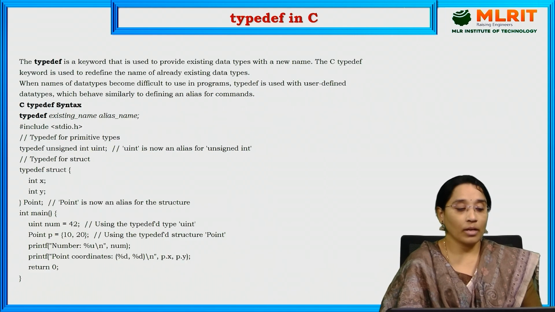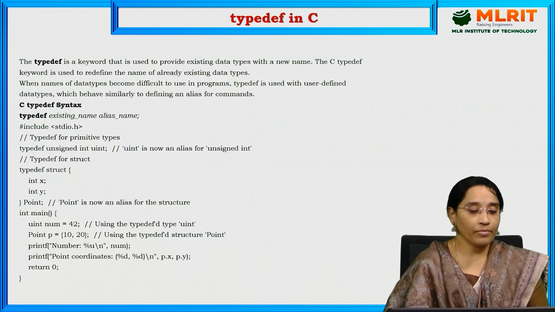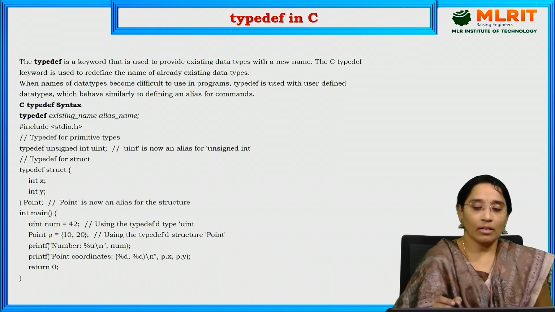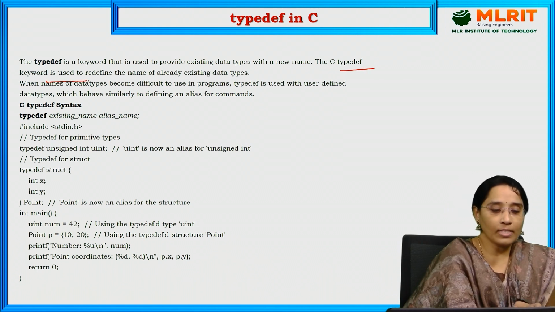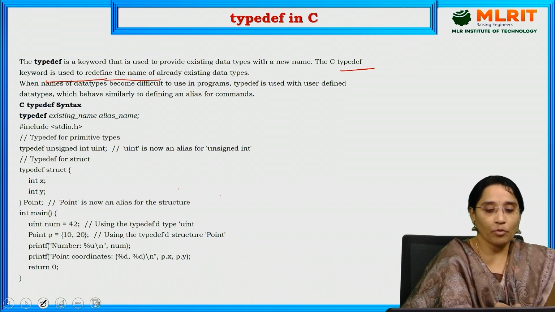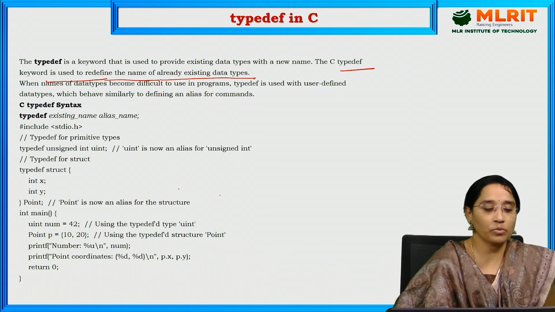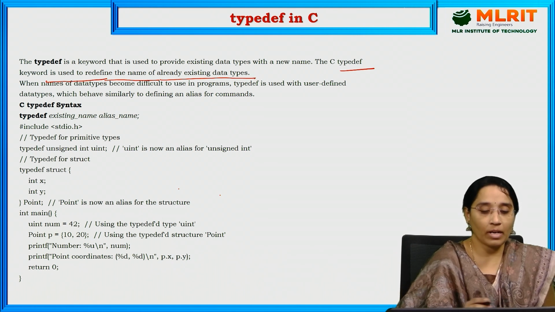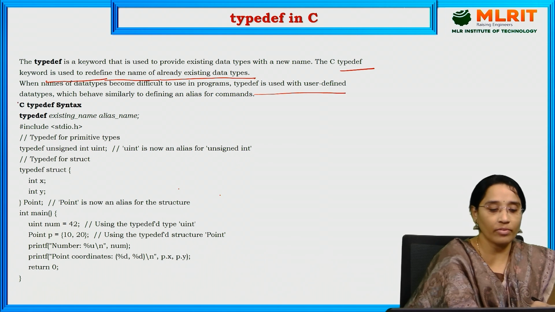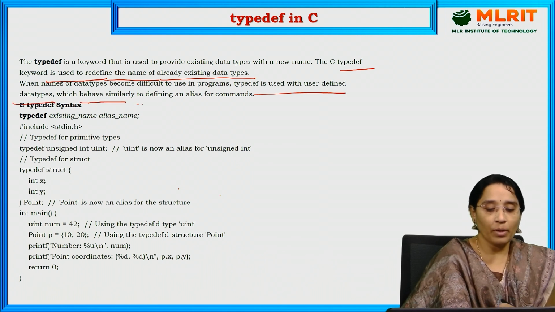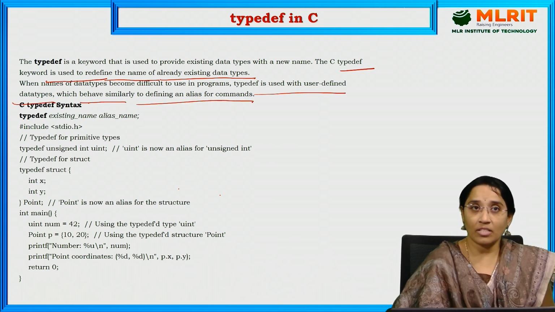Next, typedef in C. What is a typedef? Typedef is a keyword, it's a type definition. Typedef is a keyword that is used to provide existing data types with a new name. In C, typedef is a keyword that is used to redefine the name of already existing data types. When names of data types become difficult to use in programs, typedef is used with user-defined data types, which behave similarly to define an alias. See, it's just like an alias.